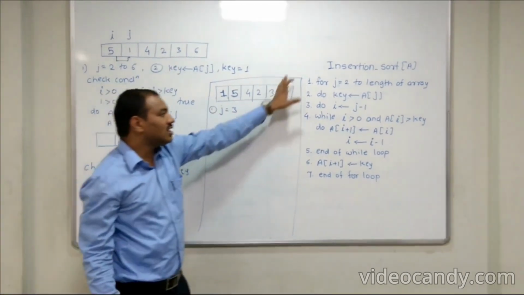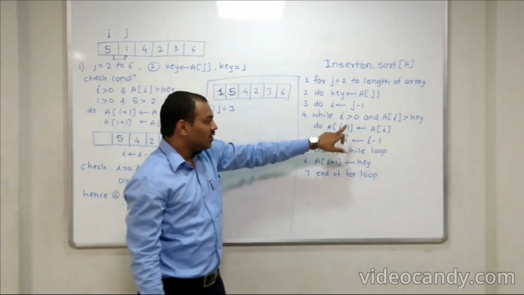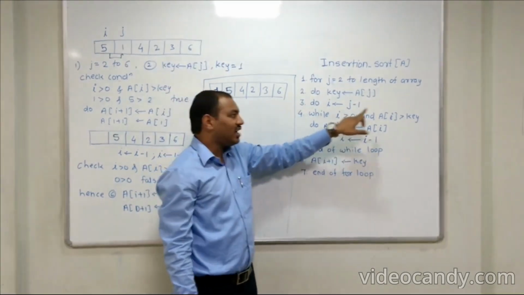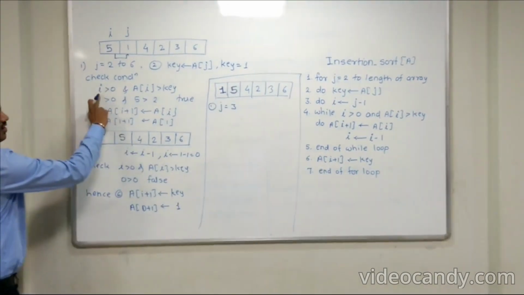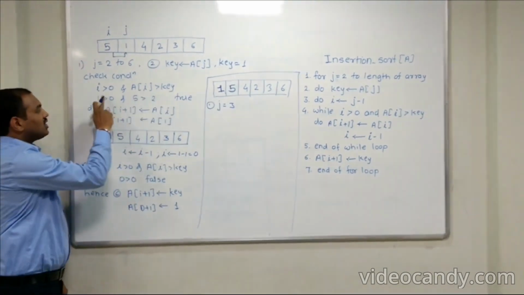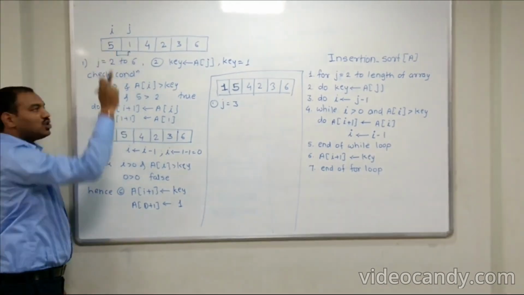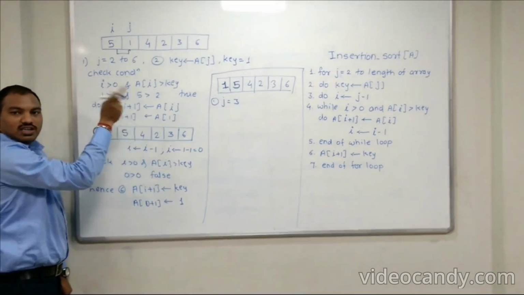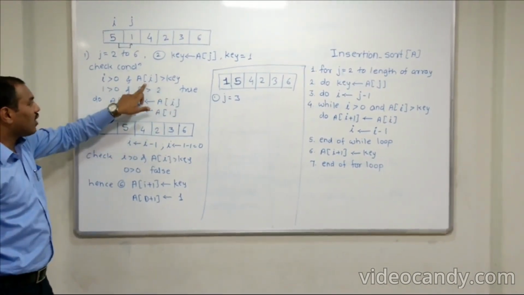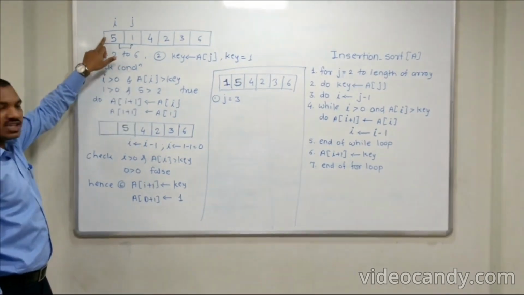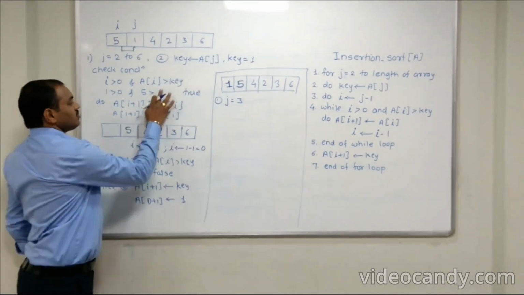Now we have all the required data. What do we have to do now? We have to check two conditions: whether i is greater than 0 and a[i] is greater than key. Similarly, here we have written that condition. The value of i here is 1 as it is pointed at the first position. 1 is greater than 0, condition true. Then a[i] is compared with key. The value of a[i], the element at the first position, is 5. The value of key is 1.